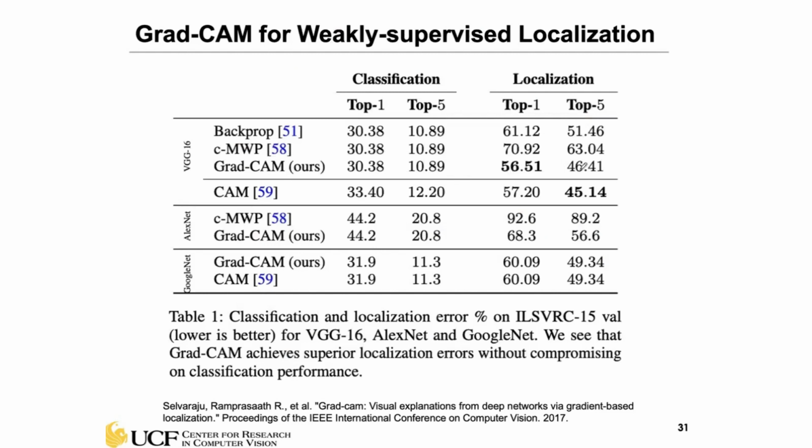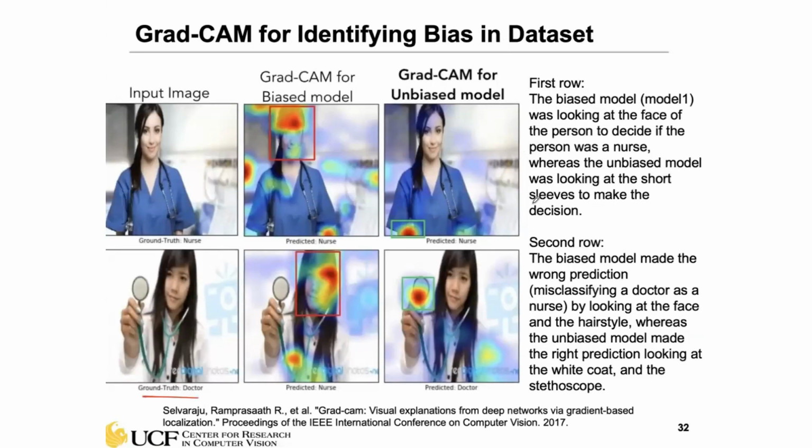So here they also did this weakly supervised localization, right? They compare with CAM as well, and they are able to have a better result. So if you're interested, you can go to this paper and dive into some of the details. And another interesting thing they do in the Grad-CAM paper is that they can also identify bias in the data set. Okay, so they provide a couple of examples to explain their observations.